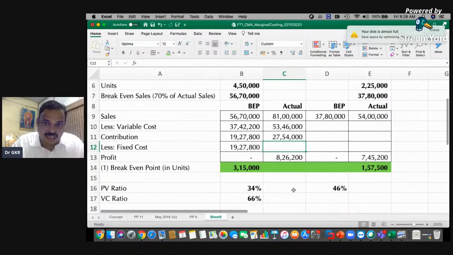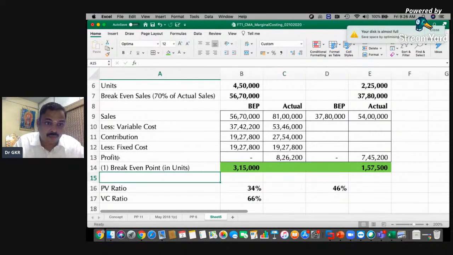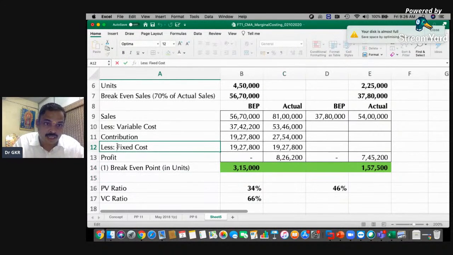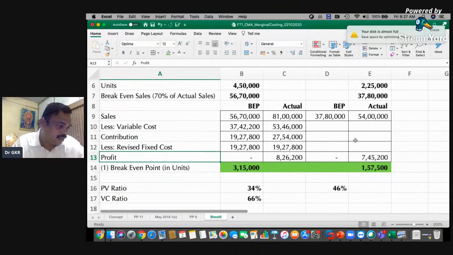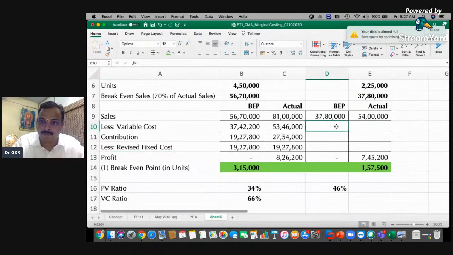For your information, guys, you subtract 19 lakhs 27,800 from 2754, and your profit is 826,200. Perfect. But what was your original profit? This is what I will call the revised fixed cost. Similarly, what is your revised fixed cost here?